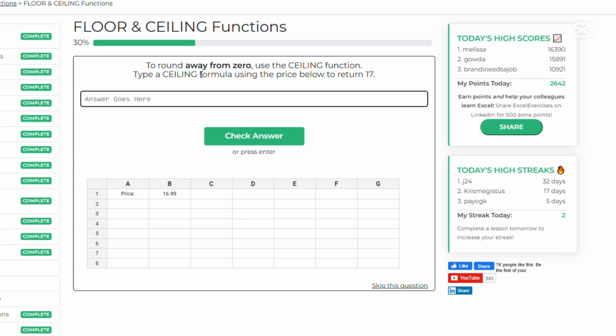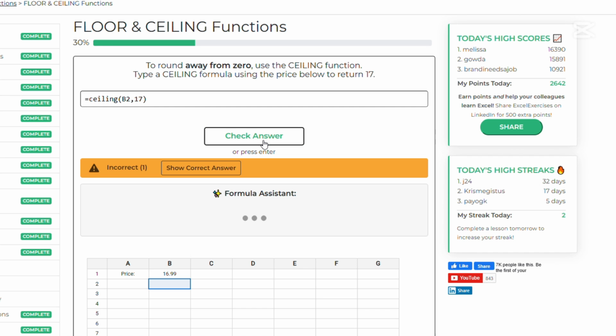To round away from 0, use the ceiling function. Type in the ceiling formula, so equals ceiling, right? And then the price below to 17. So ceiling is going to be this. It's B2, comma, and then 17. To round away from 0, use the ceiling function. Type the ceiling formula using the price below to 17. The ceiling is 17. There we go.